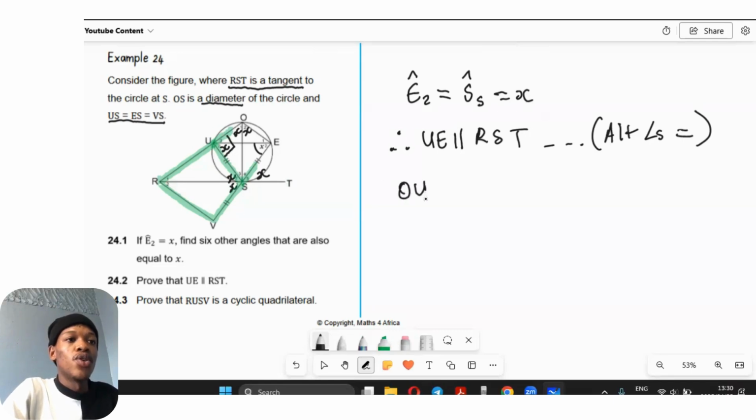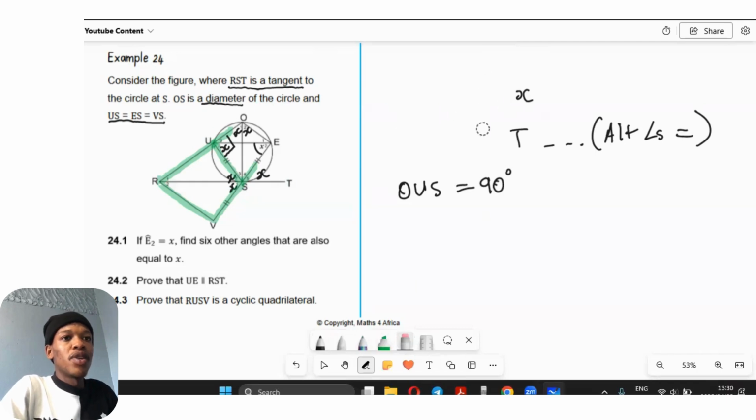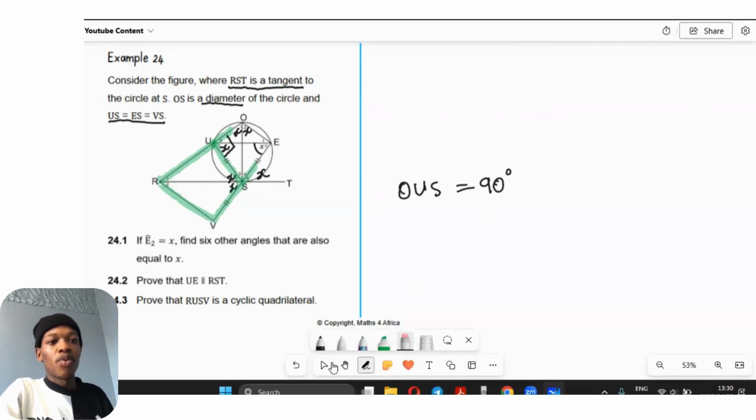So OUS is equal to 90 degrees. That is what we know so far. And then another thing is, now we're supposed to prove that if this is 90 degrees, that means this one should also be 90 degrees. Or we might prove that if this one is 90 degrees and this one is 90 degrees, they add up to 180. Opposite angles of a cyclic quad are supplementary. And then obviously U1, it's going to be 90, because now we have this 90 and angles on a straight line add up to 180, which means we have 90 also here, right? So now we already have 90.